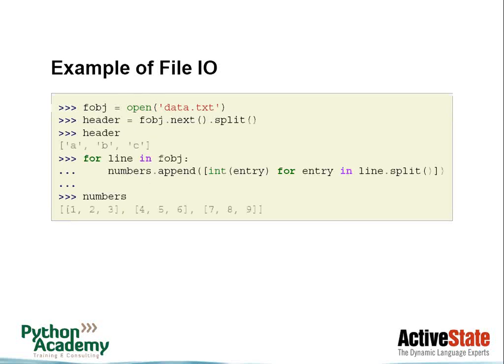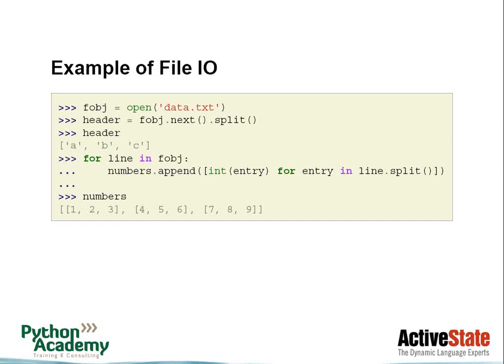You can work at the interactive prompt. And I just open this file with the open command. And then this file is what's called an iterator, and I just can say next. This next locates the next line, and I split this line. You see, I split this line in A, B, C. And now it goes through all the rest of the file with the lines and goes through all of them.